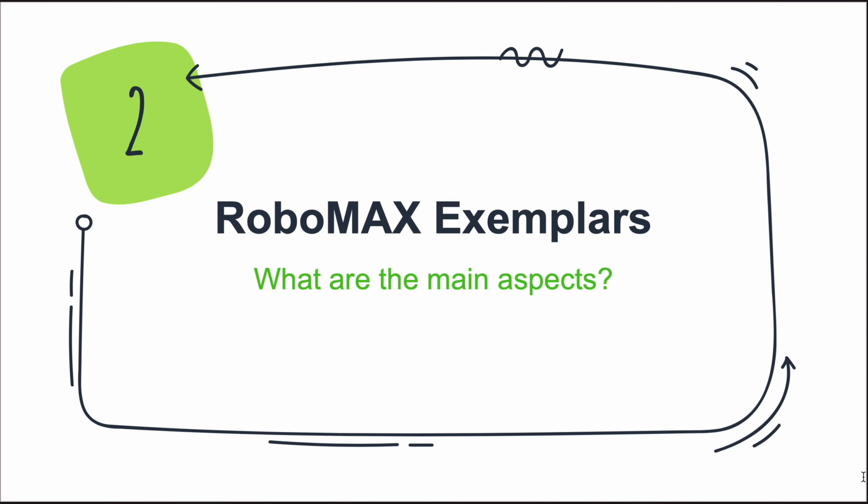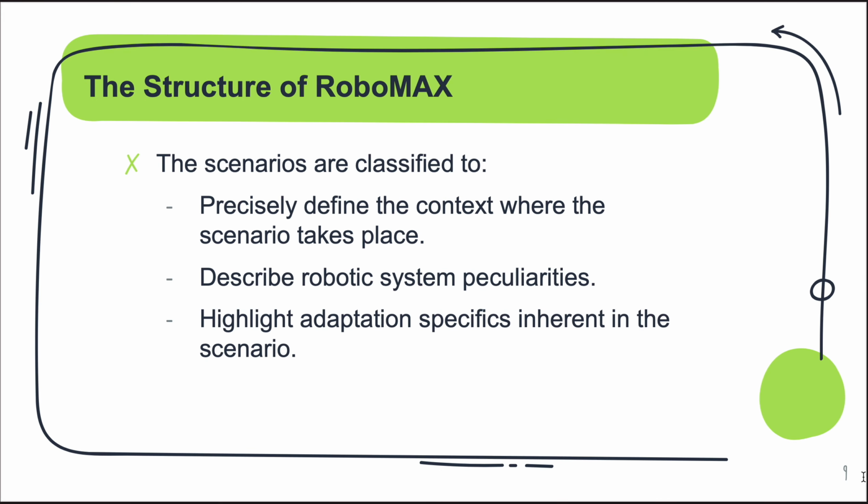So let's describe the structure adopted for the exemplar definition. Each exemplar revolves around a model problem. Besides a description of the underlying scenario, each has some meta-information to explicitly record its features. The scenarios are classified in a way to precisely define the context where the scenario takes place, describe robotic system peculiarities, and highlight adaptation needs.